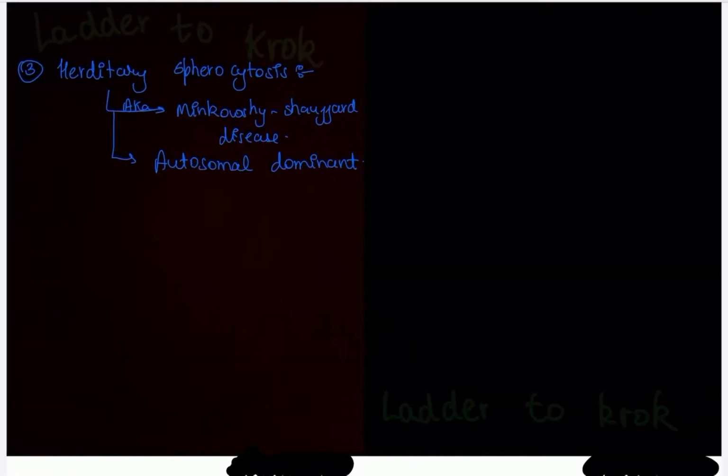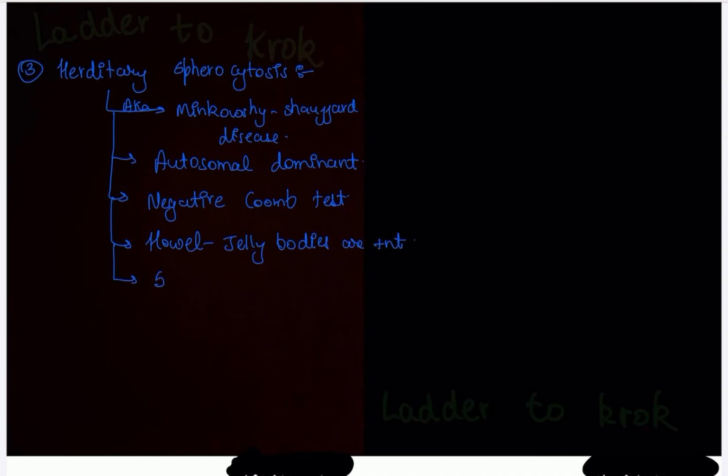Now we're talking about hereditary spherocytosis, which is autosomal dominant. This gives a negative Coombs test. In this there is one special type of body, Howell-Jolly bodies, which are present. You can also see splenomegaly. Spleno means spleen and megaly means big, so big spleen.